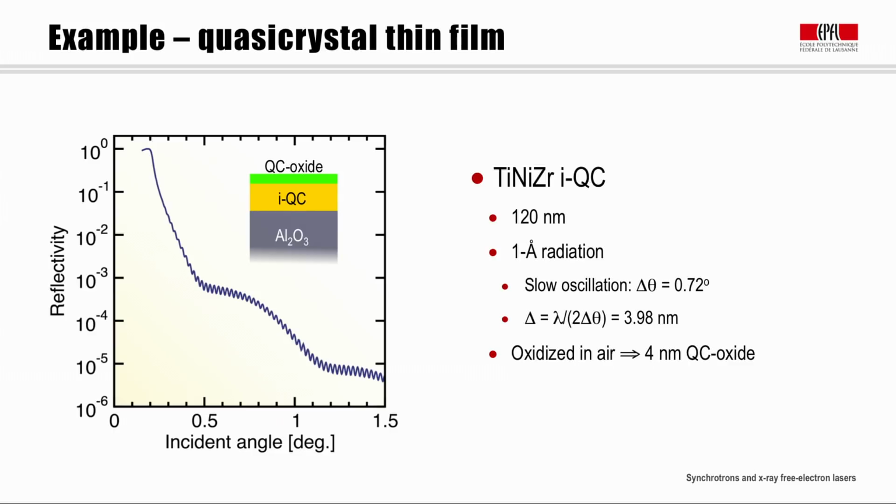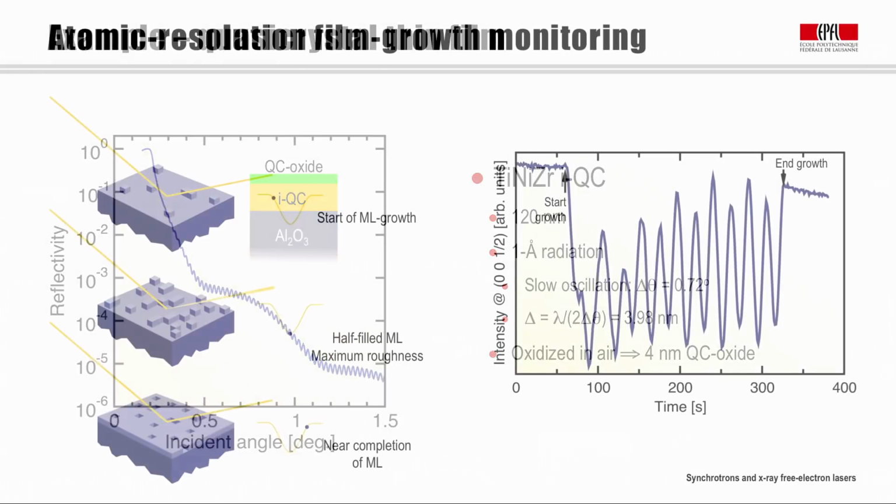The rapid Kiessig oscillations associated with the film itself agreed very well with the film thickness of 120 nanometers, but these were further modulated by a much slower oscillation, and this was associated with the upper 4 nanometers of the film being oxidized during its exposure to air, thereby giving it a different electron density, producing this slow oscillation.